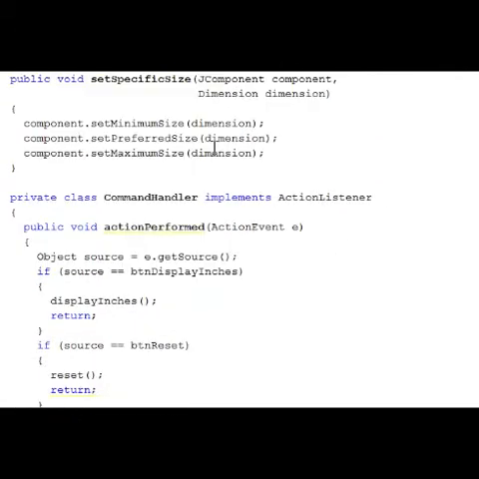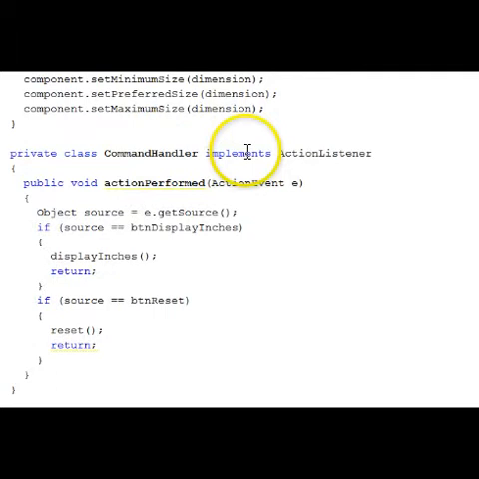Go down to our event handler down here, command handler. It implements the action listener interface, has an action performed function that it must implement. It gets the action event, gets the source, and checks whether it's from the display inches or the reset, and calls a function accordingly for each one.